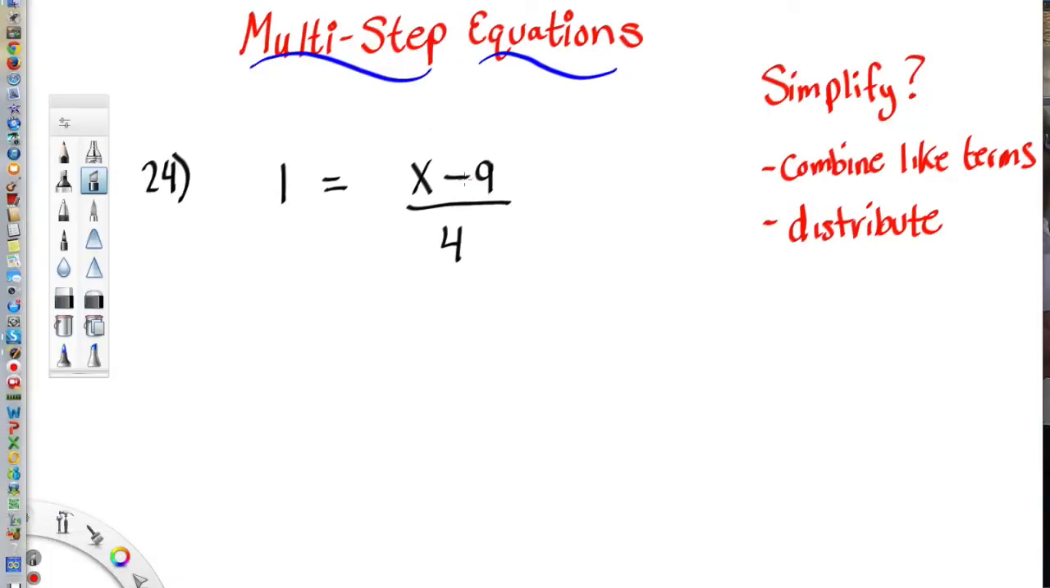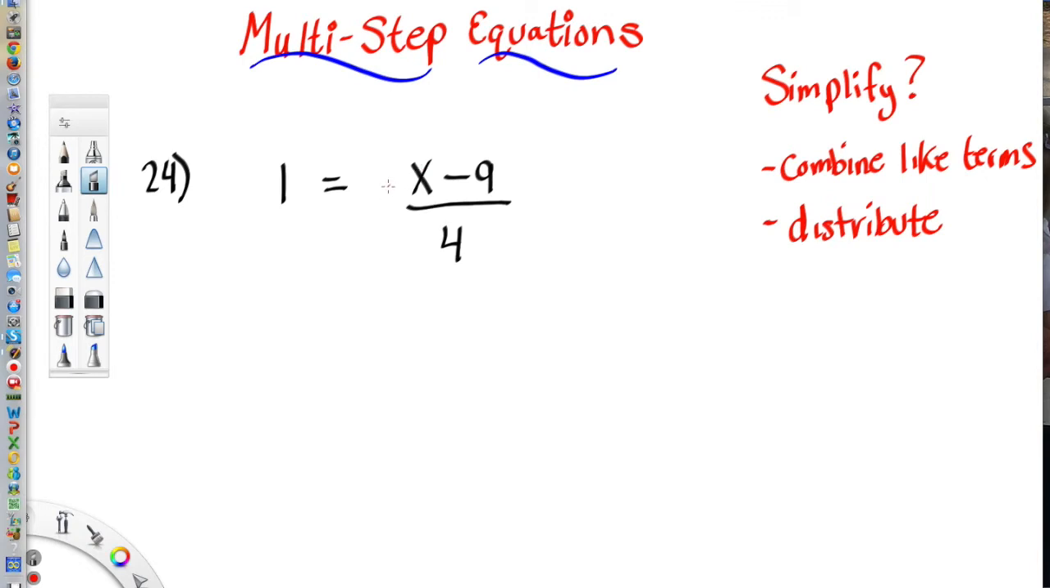Okay, number 24 is the last problem for our homework assignment. It's also the last one we're going to do together. You should be able to figure out the other ones in between using this video and also your notes. You should be in pretty good shape. Number 24, we've got 1 is equal to x minus 9 over 4. This is a lot like our last problem where we have the variable embedded inside of our fraction.